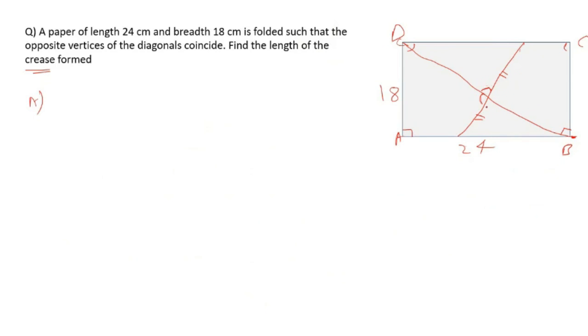Now, once we know this, basically this is 90, and these two are equal. So labeling the crease as MN and the intersection as P, the question is basically about the length of MN. If I find PN, I can just double that to get the length of MN. So if I find PN, that should be good enough.